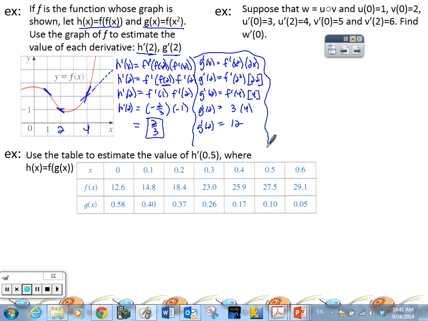Okay, and that's off of the graph. Is everybody okay with that? All right, so let's take a look at this next one.